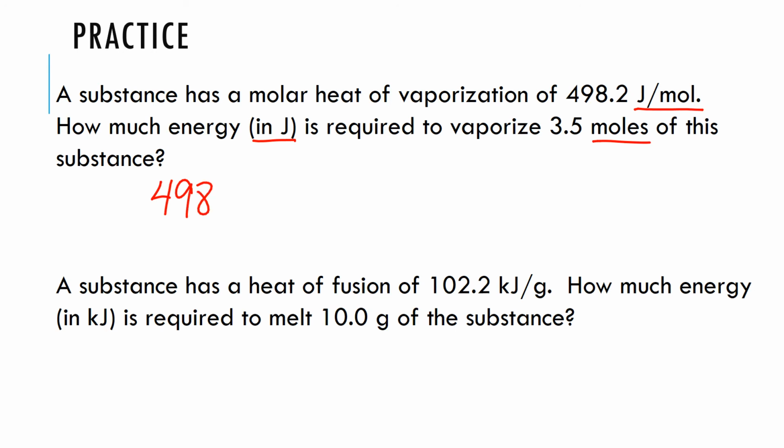So when I take 498.2 and multiply it by 3.5, hang on, I was putting this in my calculator, we get 1,744 joules. All you have to do when we do these problems is multiply the two numbers together. So take a moment and pause the video, practice the next one all on your own.